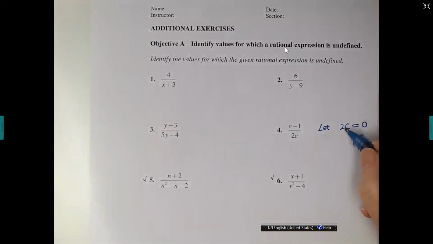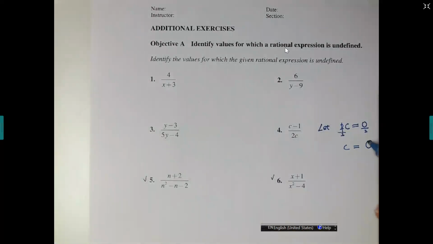Follow the rule. 2 times c equals 0. To get c, we're going to divide by 2 on both sides. 2 divided by 2, that's 1. 1 times c is c, so those two cancel out. On the right side, we have 0 divided by 2. Okay, 0 divided by 2 equals what?